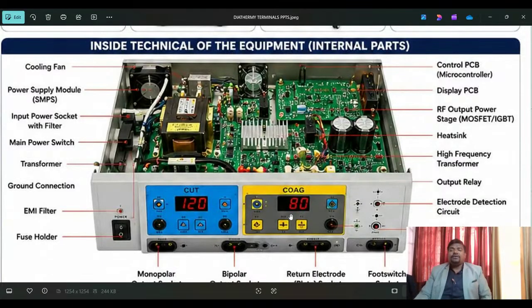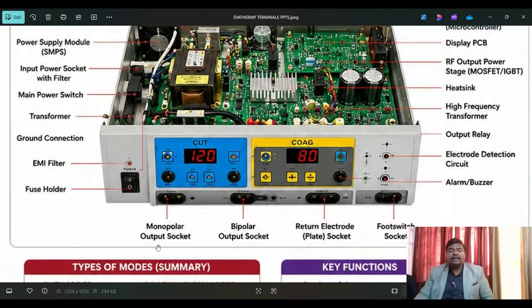Right, thank you. Next, I want to show you one more thing. See, the monopolar output socket. Sometimes monopolar is not working, then you have to check that cable also, and at the same time open the backside and check whether the internal connections are fixed or not, because it is in regular, continuous use. So sometimes physical damage will also happen.